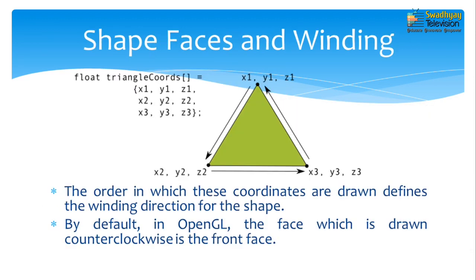How to specify these coordinates? The order in which those coordinates are drawn defines the winding direction for the shape. Suppose I am defining my coordinates as x1 y1 z1, then x2 y2 z2 and then x3 y3 z3, which is shown on screen from first to second, second to third and third to first. So, this is called my winding direction, and by default in OpenGL the face which is drawn counterclockwise is the front face and the back face is specified in clockwise direction.